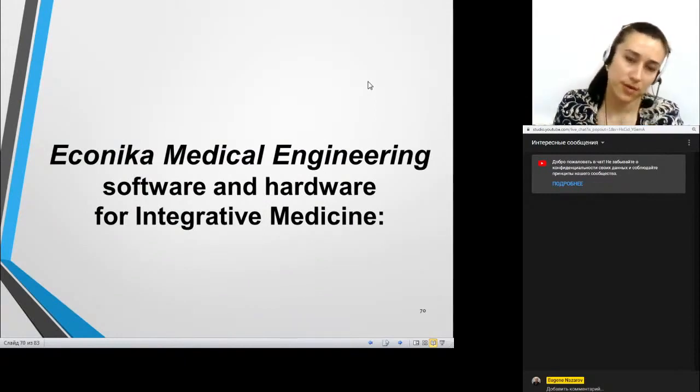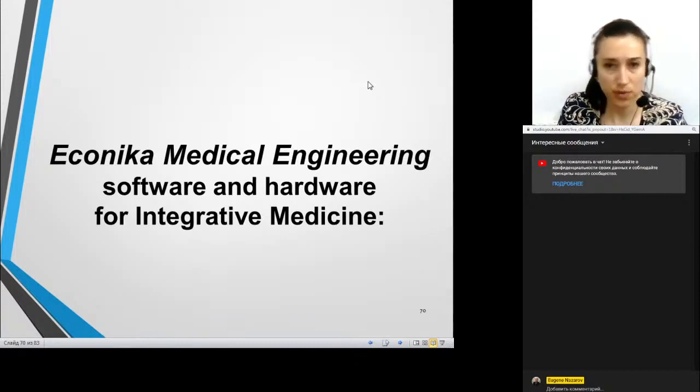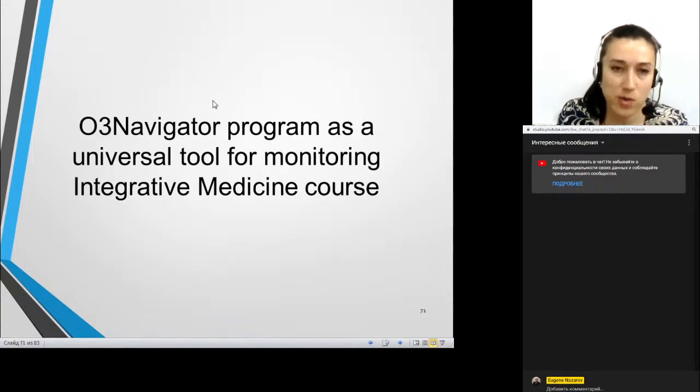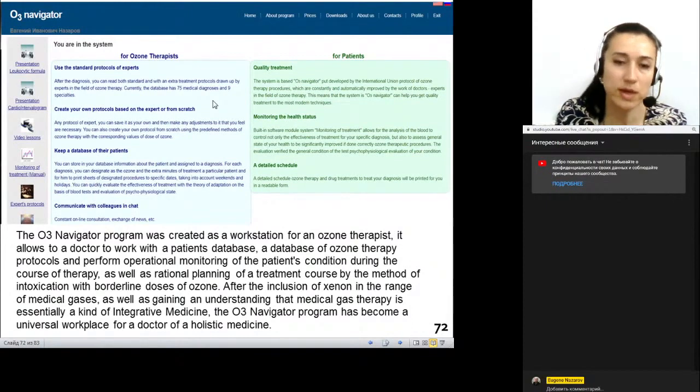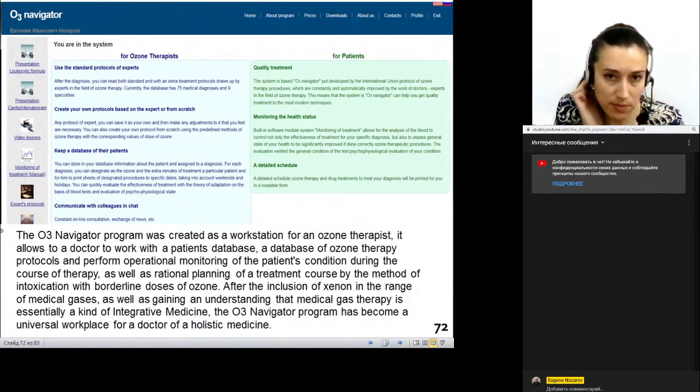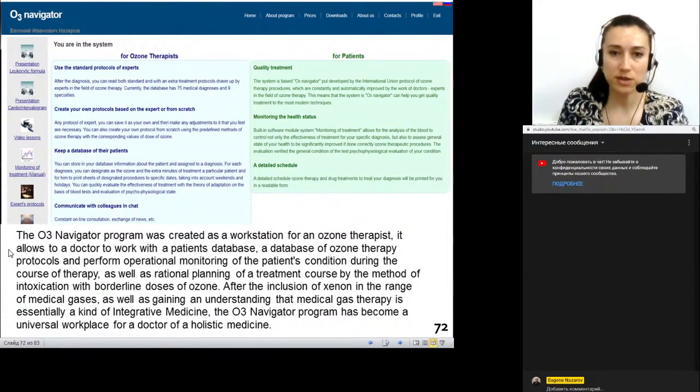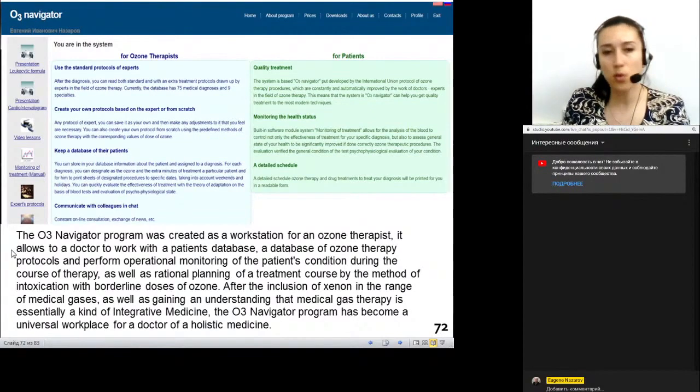So let's go through our Econica Medical Engineering software and hardware that we use for integrative medicine. First we have our O3 Navigator program, which we use as a universal tool for monitoring an integrative medicine course. Here we have a screenshot of the program. It was created as a workstation for an ozone therapist, and it allows the doctor to work with the patient database, a database of ozone therapy protocols, and perform operational monitoring of the patient's condition during the course of therapy, as well as rational planning of the treatment course by the method of intoxication with borderline doses of ozone.